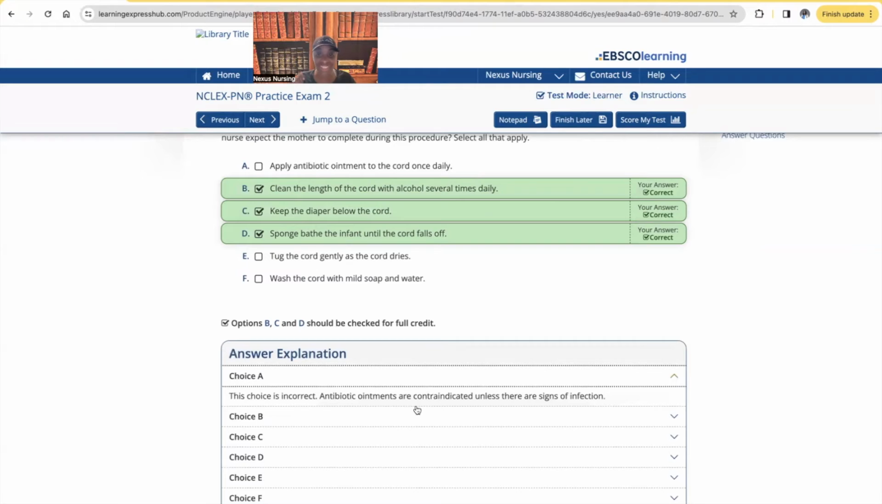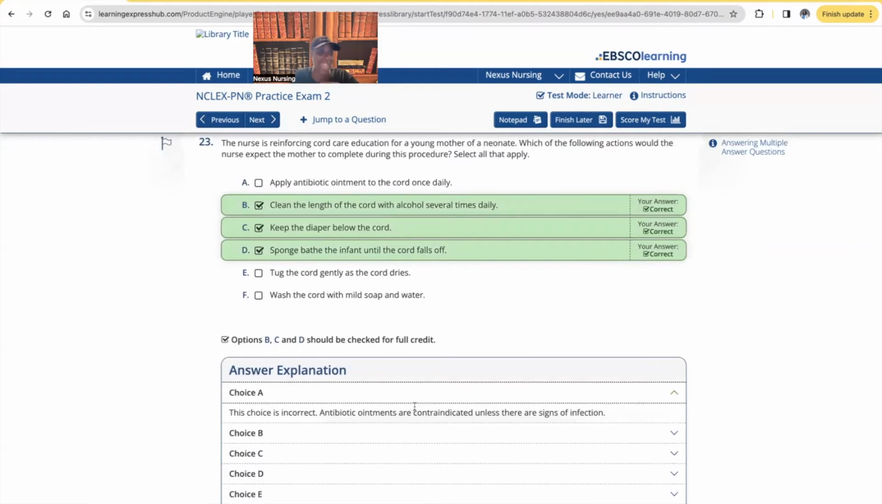Ointment contraindicated unless there are signs and symptoms of infection. So I'm aging myself. We used to do this. We used to teach them to put triple antibiotic ointment. And then what we learned was that it was counter-effective. So we actually don't encourage the parents to do that unless there is an active infection present.